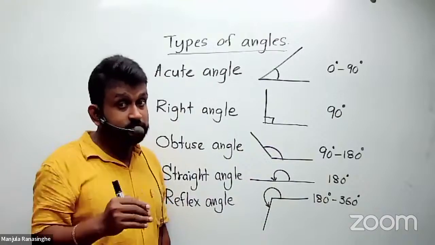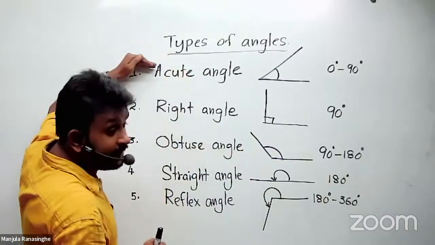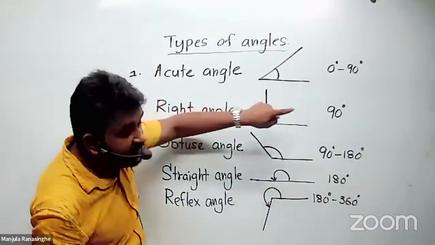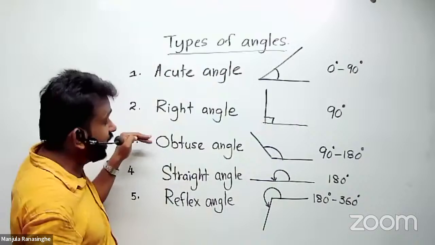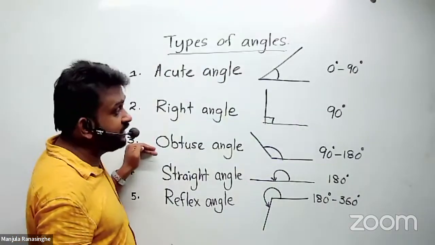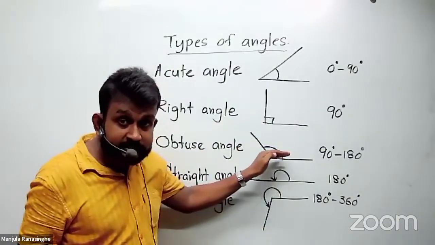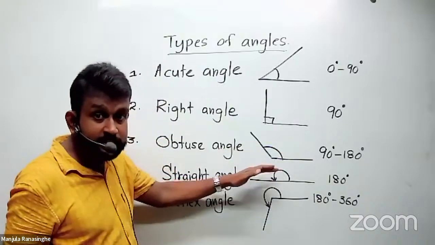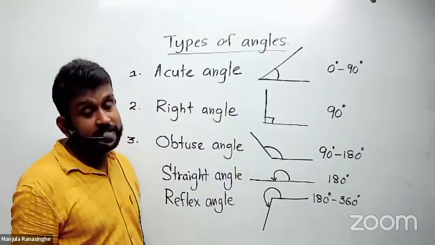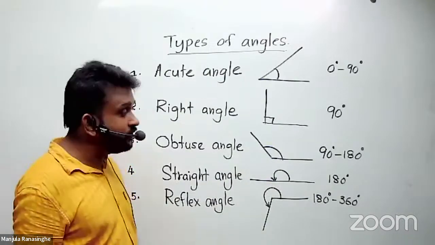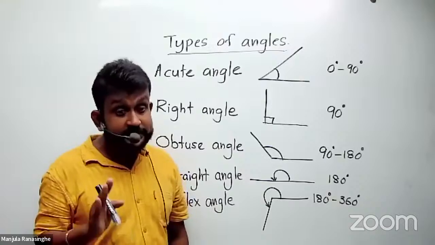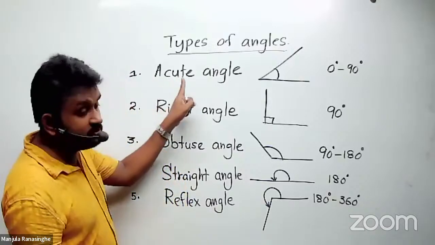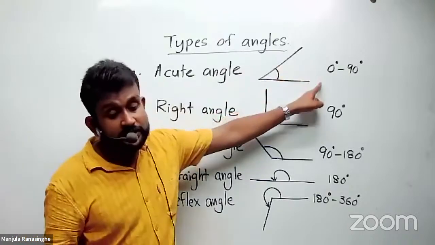So tell me the names again with me. The first one, acute angle, less than 90 degrees. Then right angle, exactly 90 degrees. Then the obtuse angle, between 90 and 180. Then straight angle, exactly 180. Then we have the reflex angle, between 180 and 360. Okay, write down these names, shapes, and values.